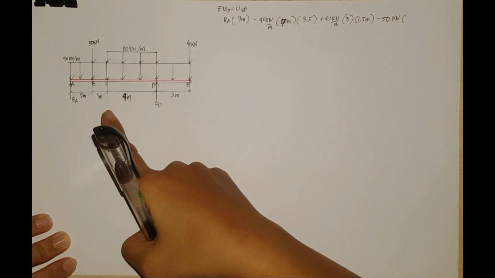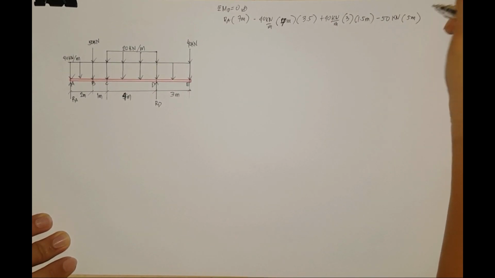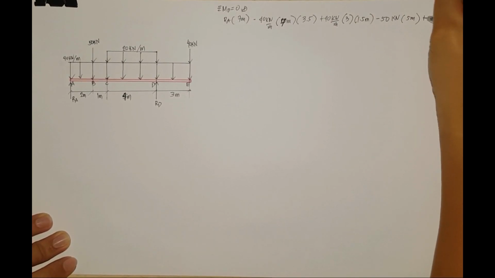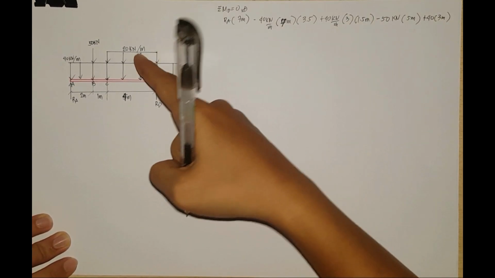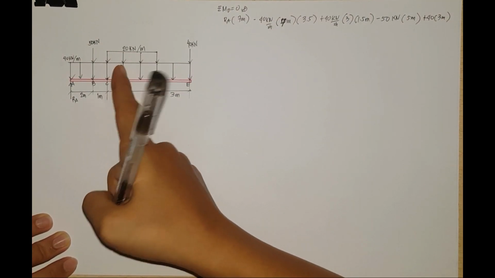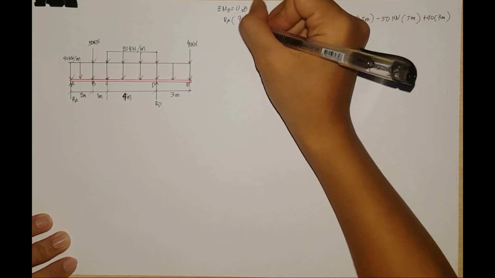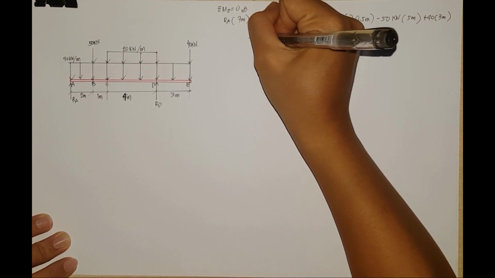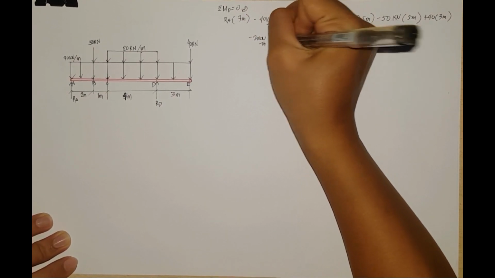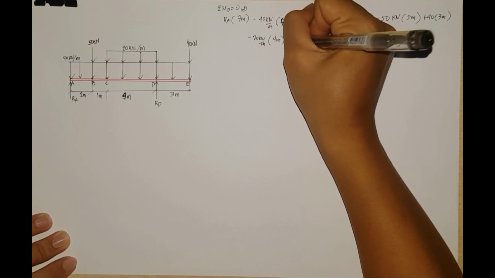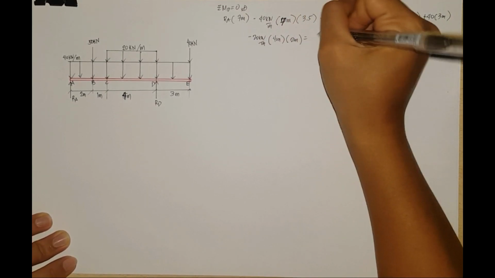Moment arm is 5 meters plus 40 moment arm, 3 meters. And then, itong ating distributed load here sa taas. So, we have minus 20 kilonewton per meter. Length is 4 meters. And then, moment arm is 2 meters. It is equal to 0.